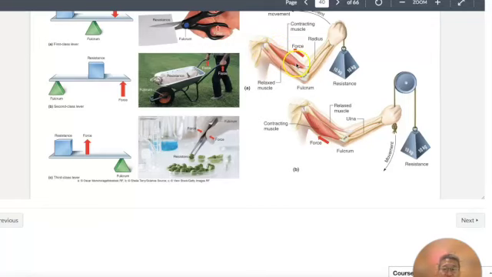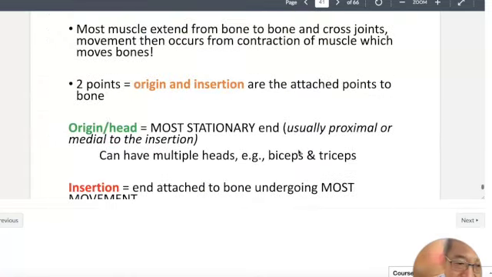moving. So this part is called the agonist, but the other part is called the antagonist. When this muscle is contracting, this muscle must completely relax for this muscle to work. When this contracts, this needs to completely relax. So one of them acts as an agonist, one of them acts as an antagonist.